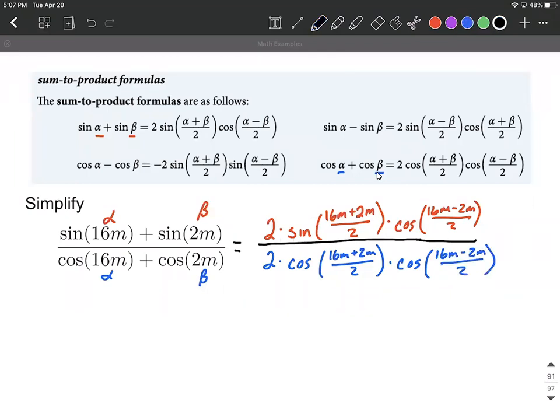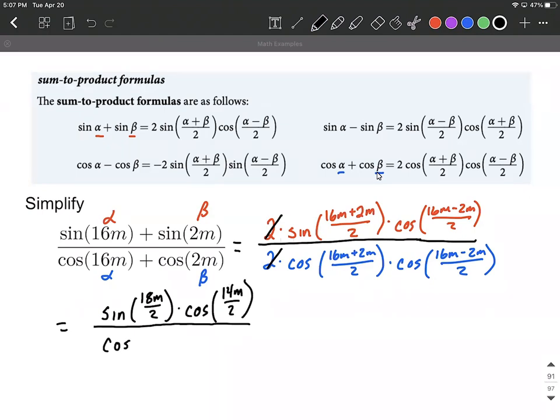All right, next let's just do some reducing down. I notice that we have 2 multiplied in both the numerator and the denominator, so I'm going to cancel those out to get started. That's still going to leave sine of 16m plus 2m makes 18m over 2, multiplied by cosine of 16m minus 2m will be 14m over 2. Denominator, similar. 16 plus 2 more makes 18m over 2. Cosine of 16 minus 2 makes 14m over 2.